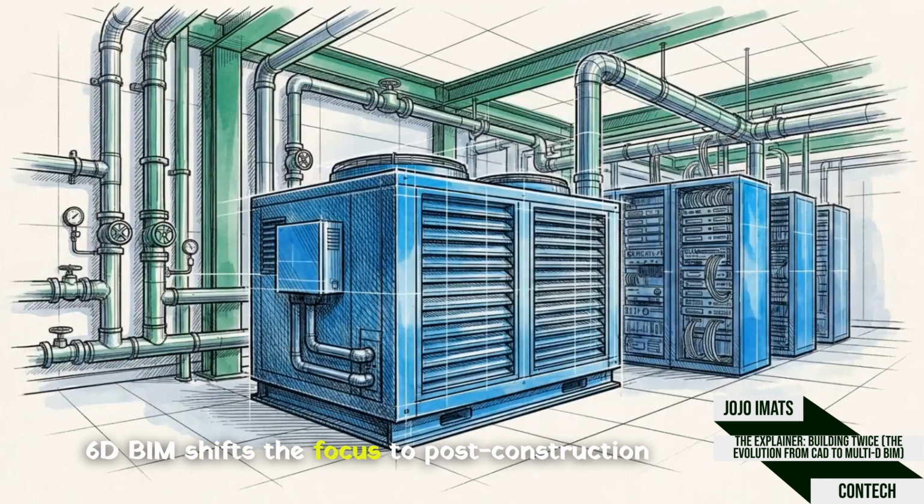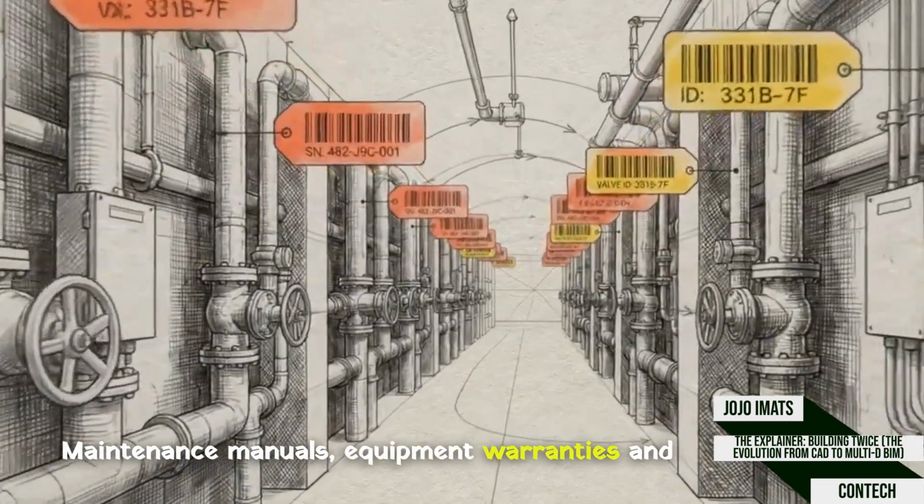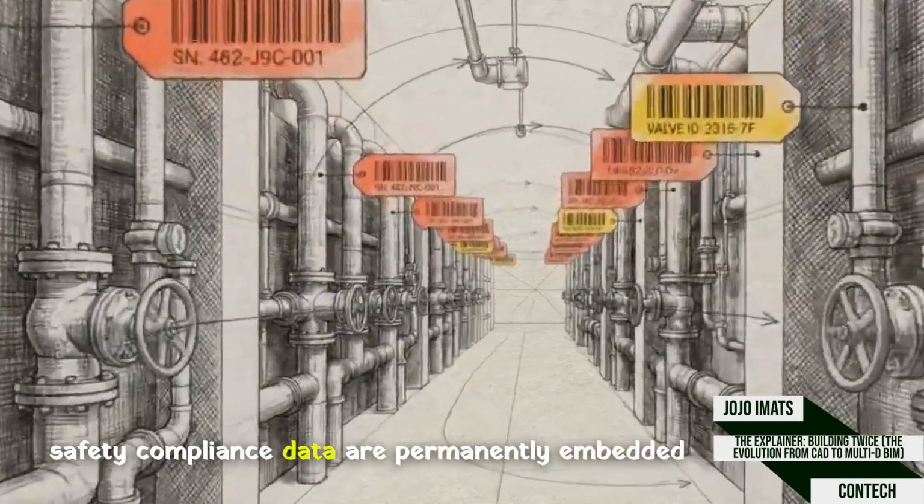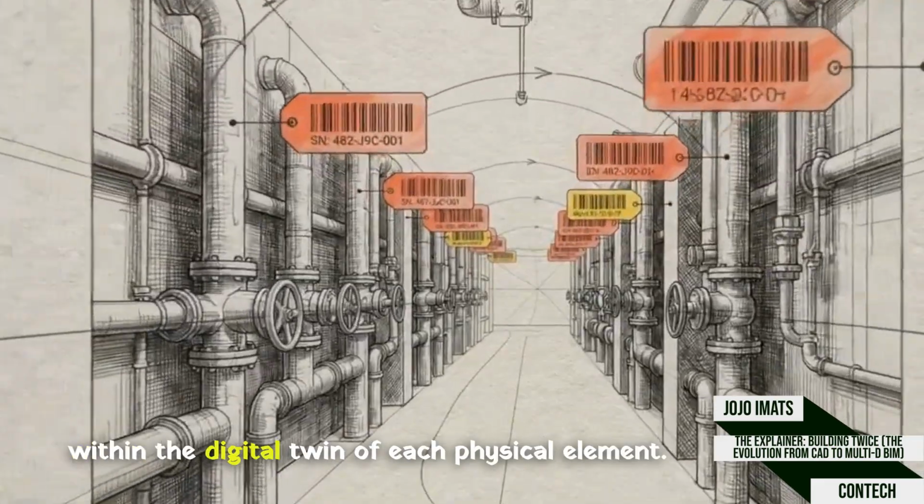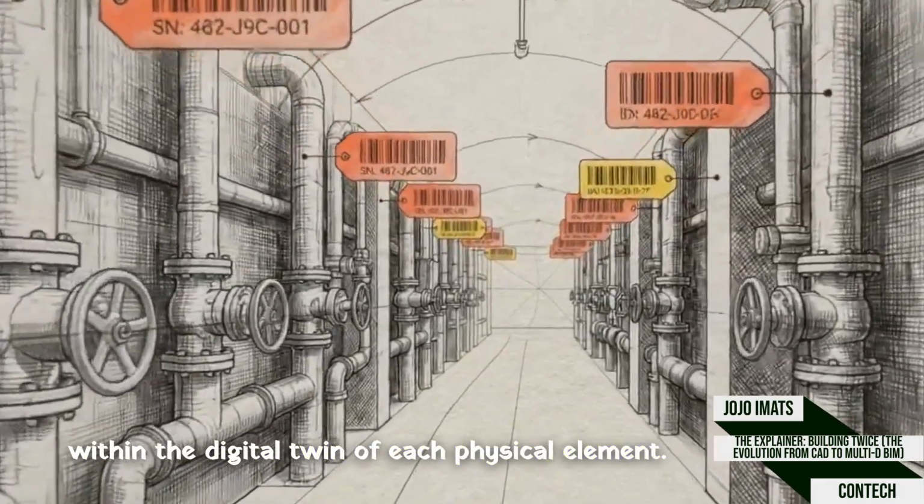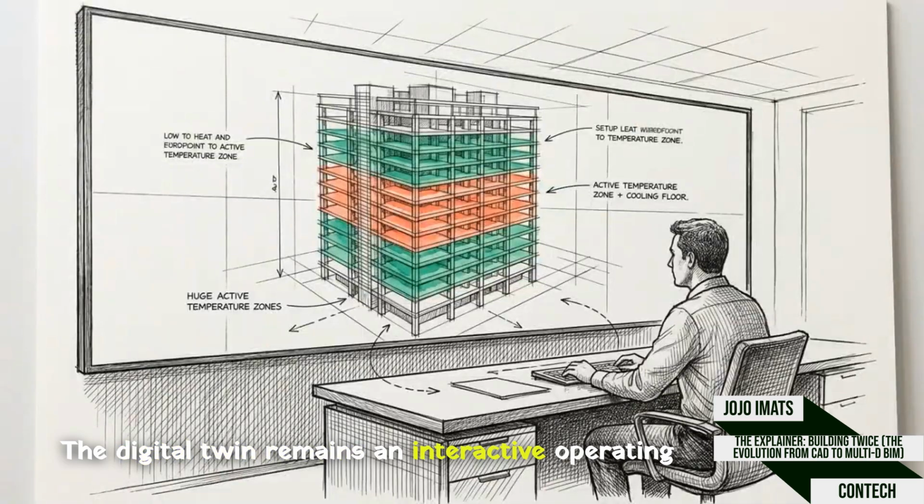6D BIM shifts the focus to post-construction operations and lifecycle facility management. Maintenance manuals, equipment warranties, and safety compliance data are permanently embedded within the digital twin of each physical element. The digital twin remains an interactive operating manual for facility managers throughout the life of the building.